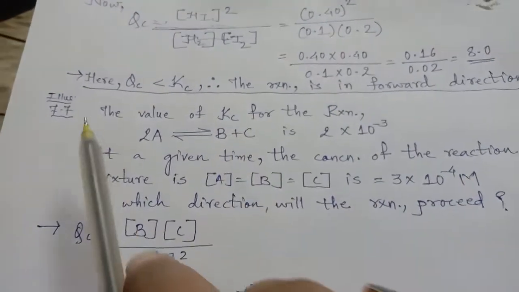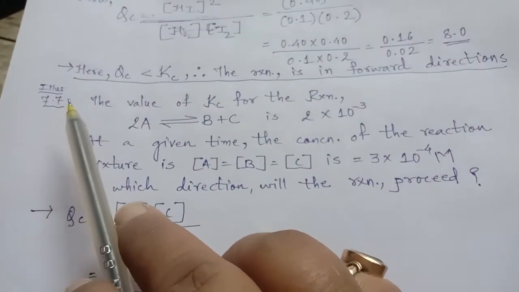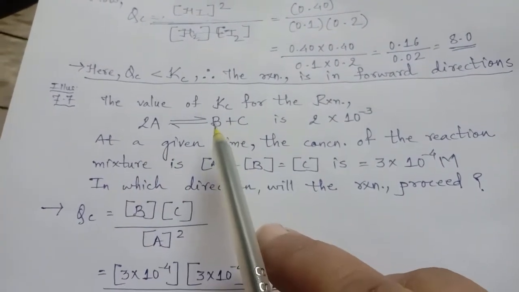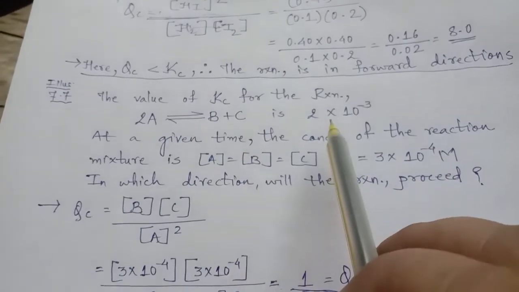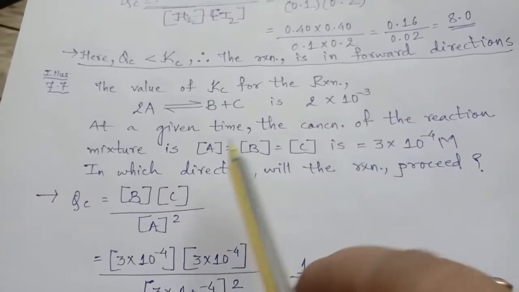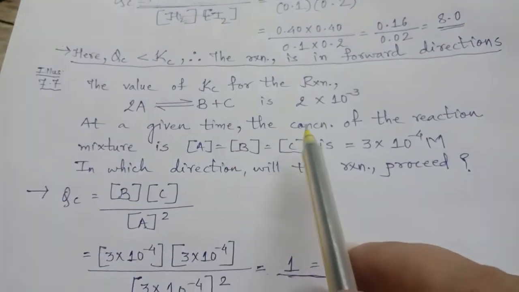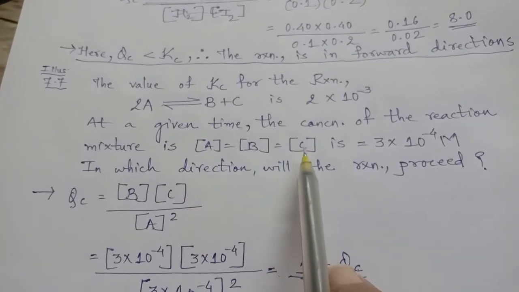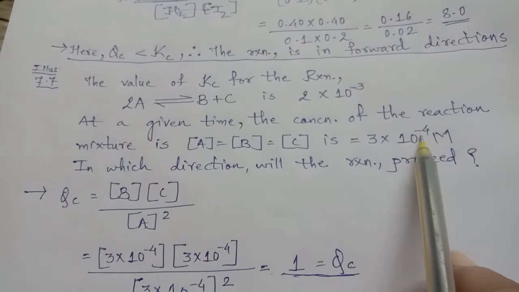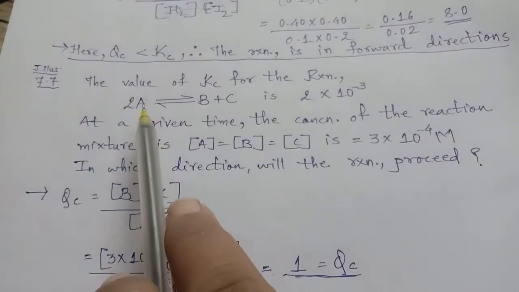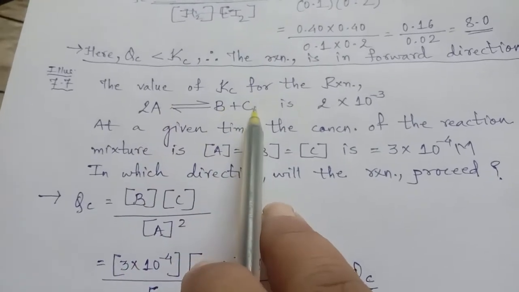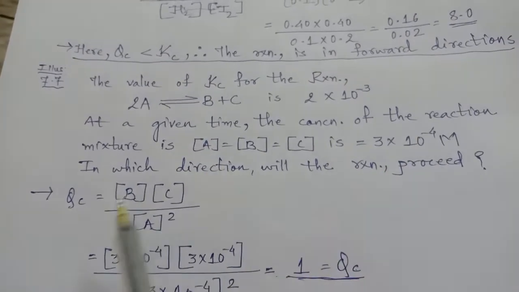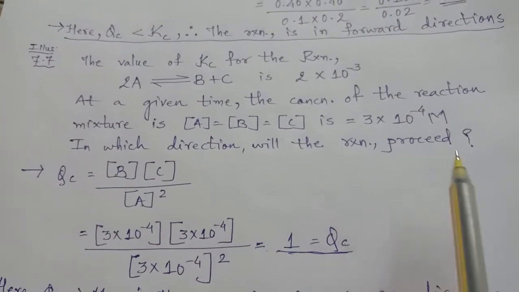Right? One more example, that is illustration 7.7. The value of Kc for the reaction 2A gives products B plus C is 2 into 10 raised to minus 3. At a given time, the concentration of the reaction mixture is A equals B equals C equals 3 into 10 raised to minus 4 molar. The concentration of the products B and C and the reactant A is 3 into 10 raised to minus 4 molar each. In which direction will the reaction proceed?